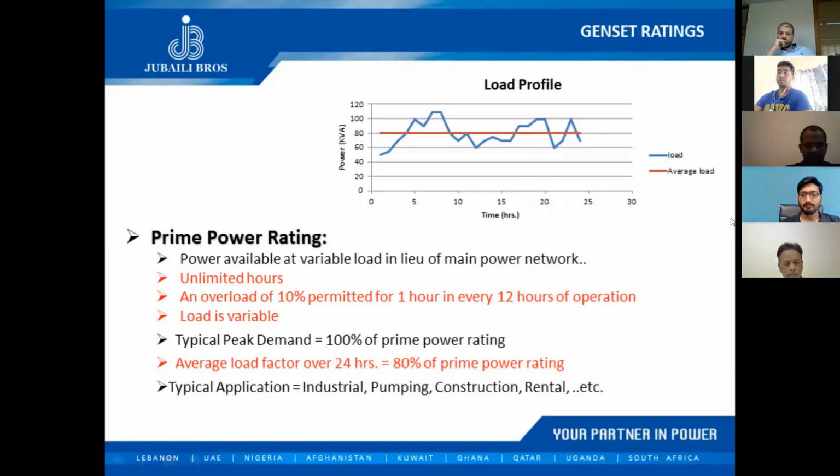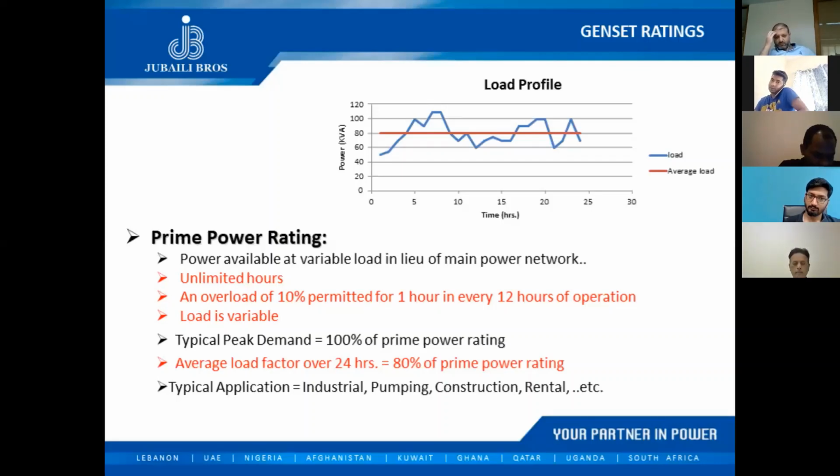This is related to prime power rating. How is prime power rating defined? You'll notice some points I highlighted in red because they are the most important. When we talk about prime power rating, in general, it means that there's no mains source available. My genset is my primary source of power. It tells me that I can use my generator for unlimited hours, so I can use it continuously. It's not that I use my genset only when my primary power fails. No, I can use it continuously.